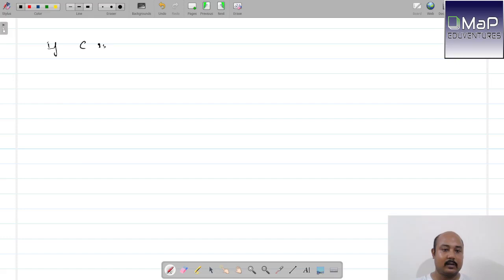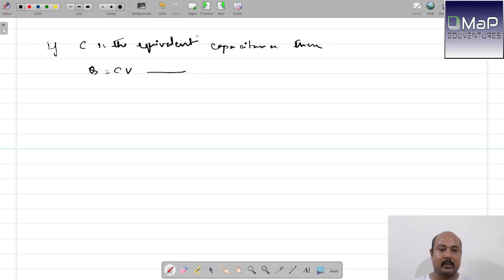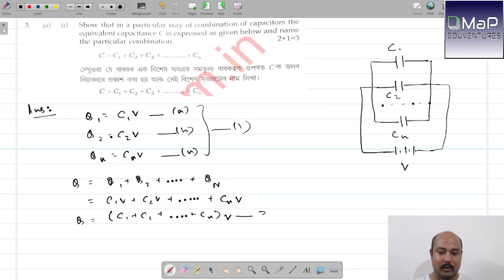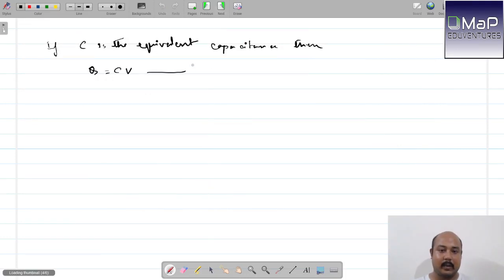C is the equivalent capacitance. Equivalent capacitance means that if I replace the whole combination by a single capacitor, that capacitor should store the total charge Q when the potential difference across it is V. So we call it the equivalent capacitance. If C is the equivalent capacitance, then we should get Q equal to CV. I mark it as equation number 2, and this one as equation number 3.